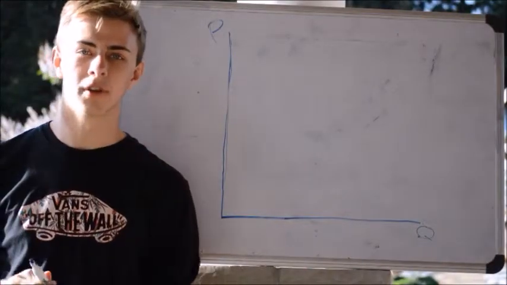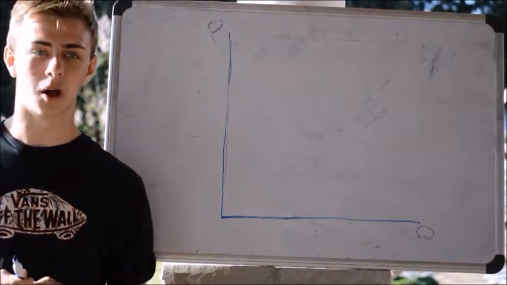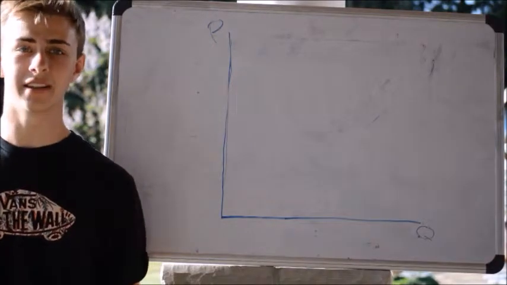Now pause the video and draw the graph of a non-colluding oligopoly. Remember, this is the graph with a kinked demand curve.